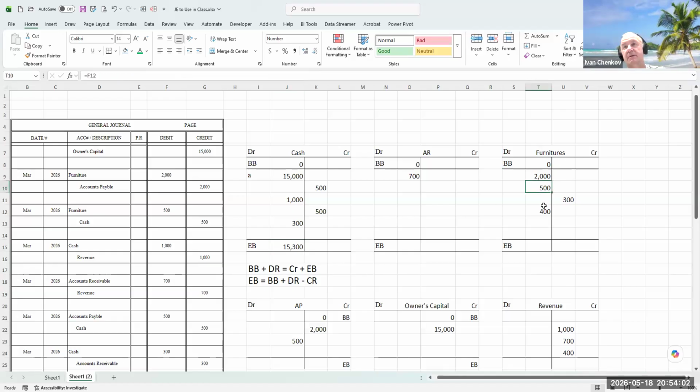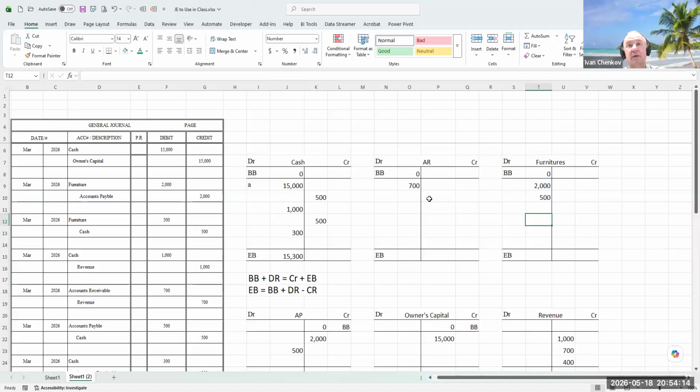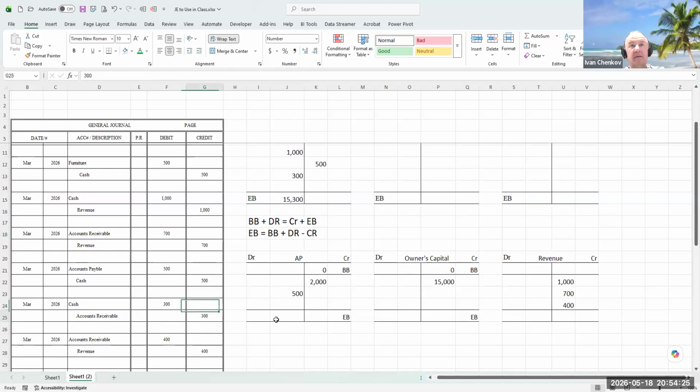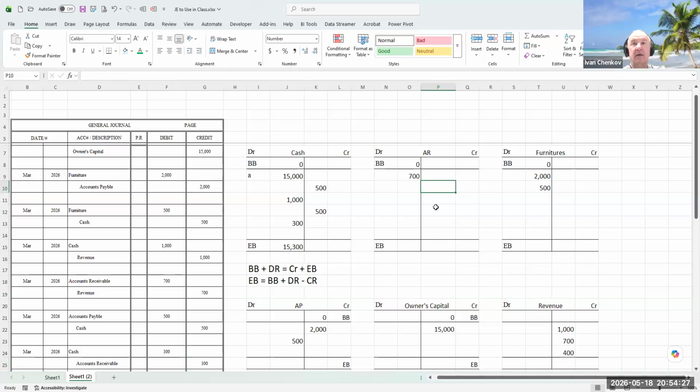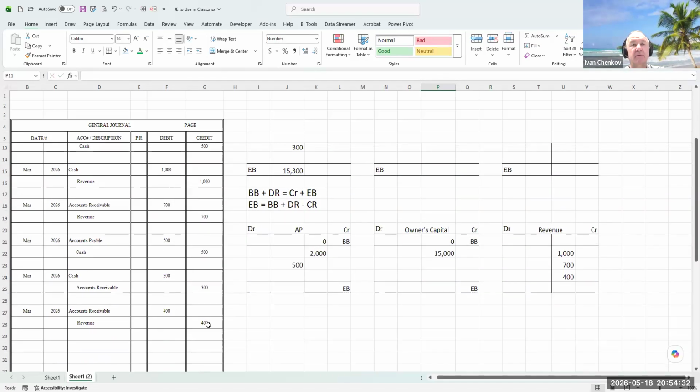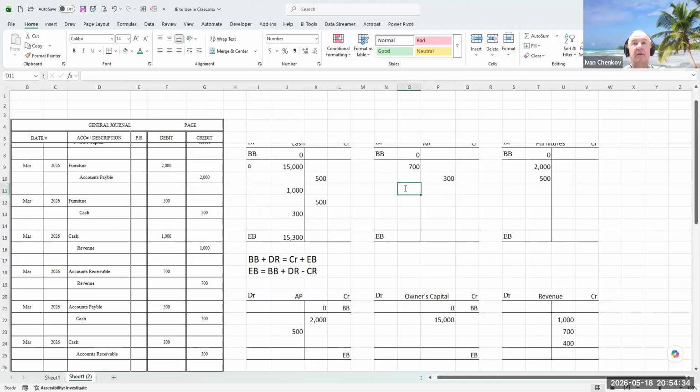Now, since I made a mistake here and put everything on the accounts receivable under the furniture, I'm going to go and change this one, because this is related to the accounts receivable, not to the furniture. So in that case, I have this $700 accounts receivable. Then I collect $300 in accounts receivable here. And then I get another $400 accounts receivable, which are here.